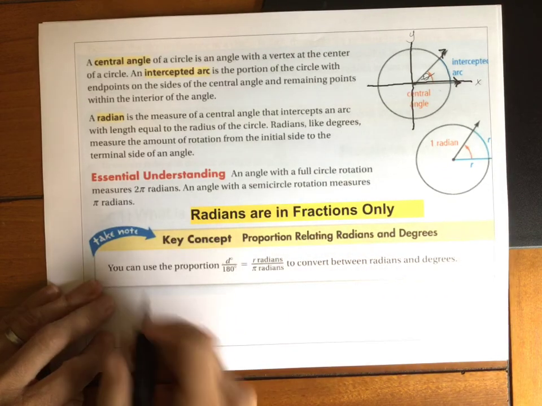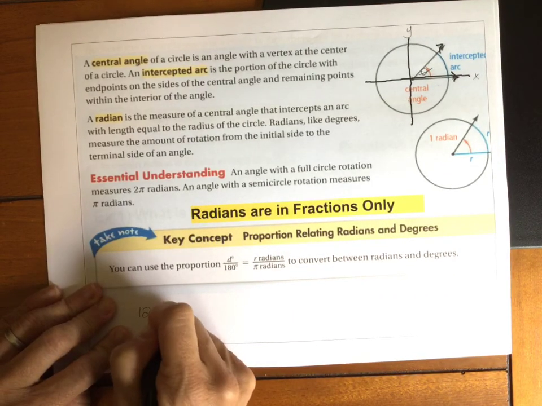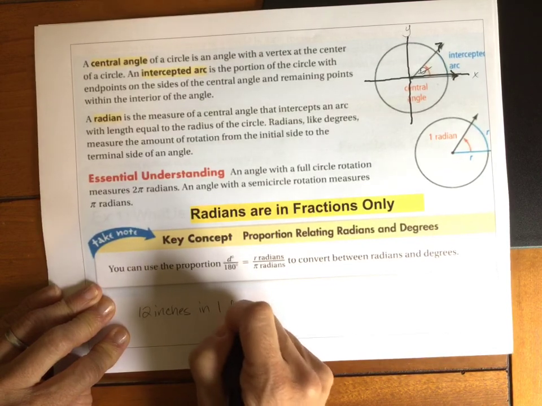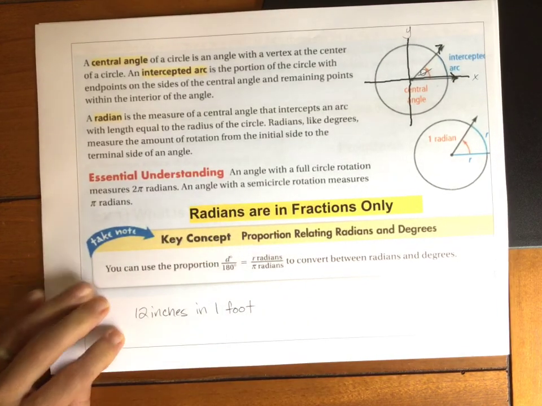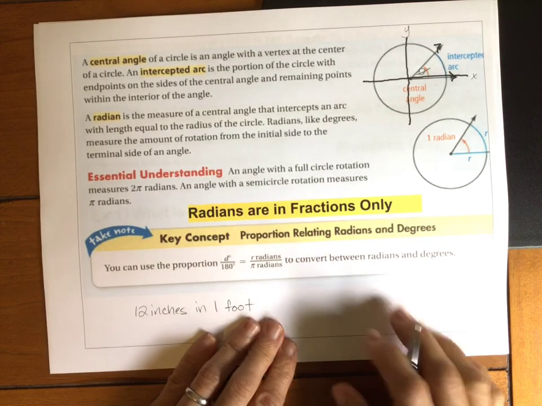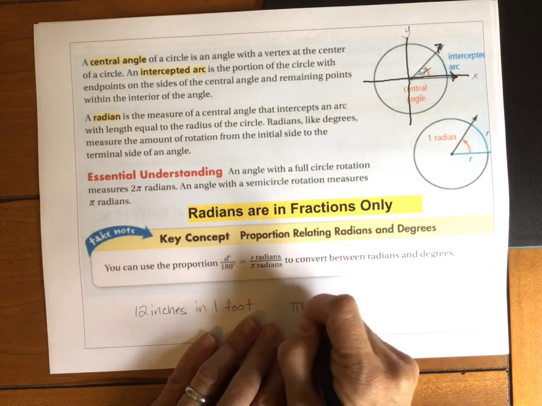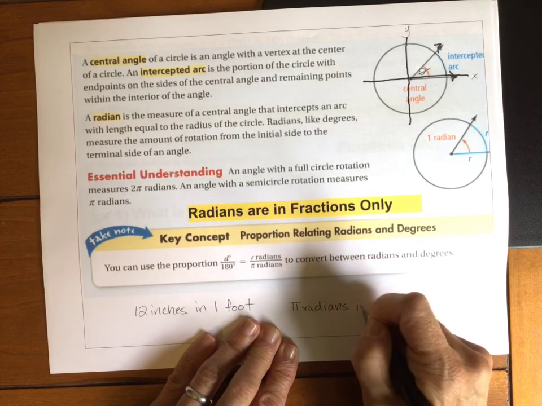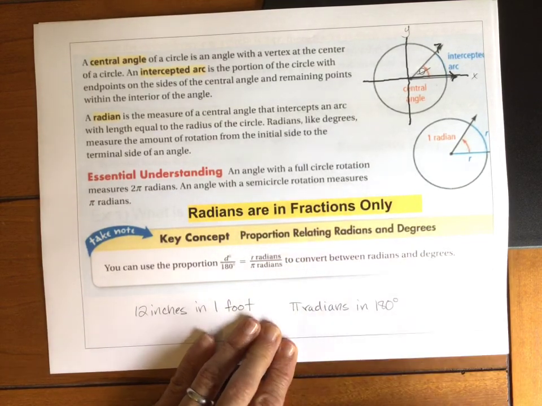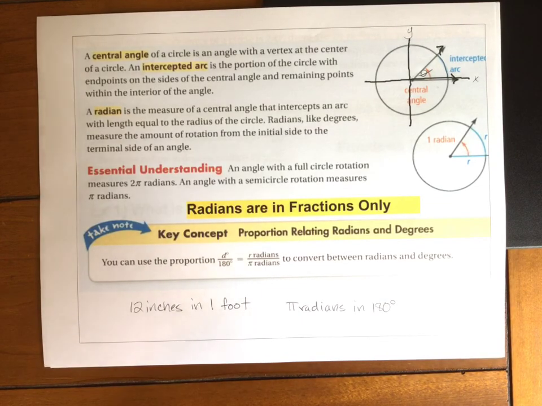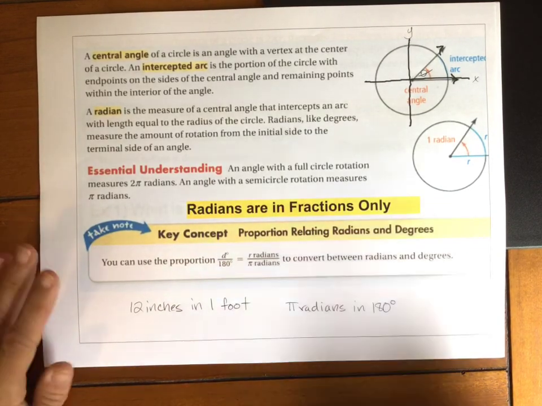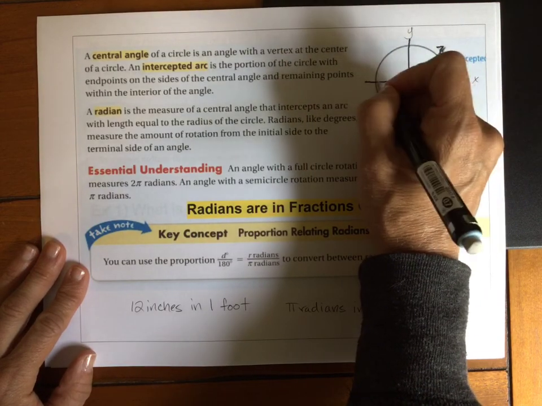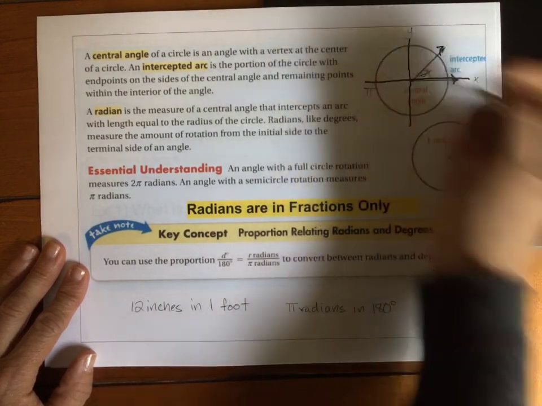It's the same thing as where we can say, you know, there's 12 inches in 1 foot. It's a unit conversion. We can say that there are pi radians in 180 degrees. So if you ever want to know where pi is, pi, as far as a measurement, would be all the way over here.